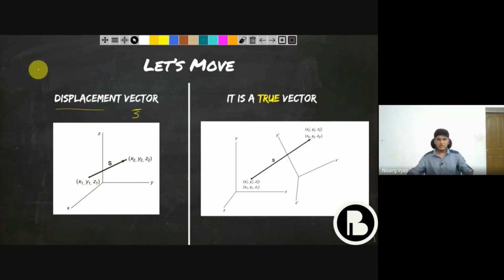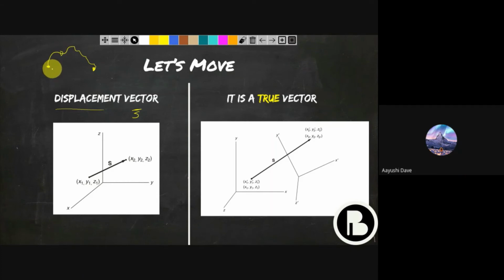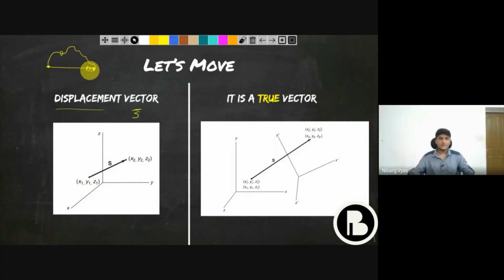So suppose you are starting from this point, you have gone through these points, and you are at this point. What will be the displacement vector? A straight line joining the two points. Yes. So the displacement vector is a vector joining two points, from the initial point to the final point. This is your initial point, this is your final point, and this is your displacement vector, even though you moved on this curved trajectory. That doesn't matter. The displacement is how much you actually displaced from the initial position to the final position.